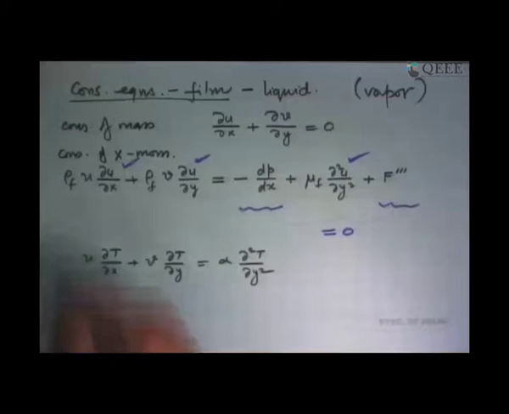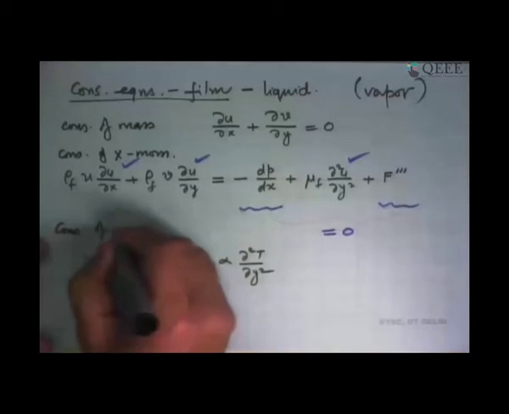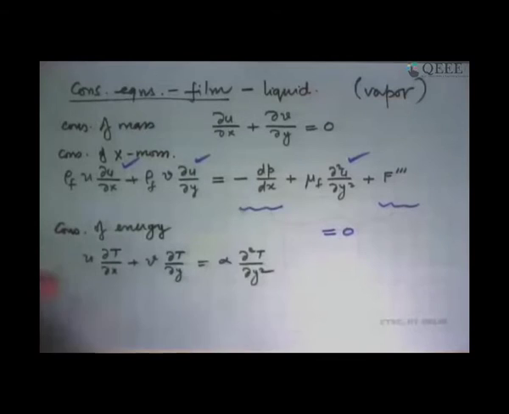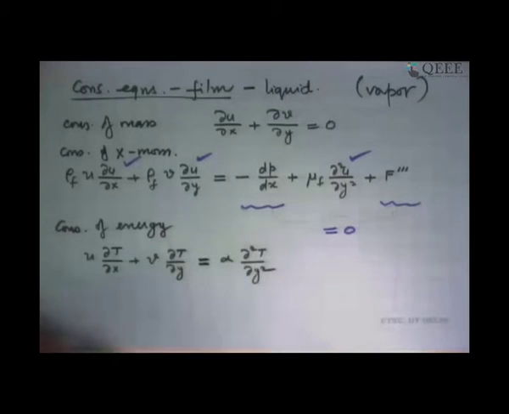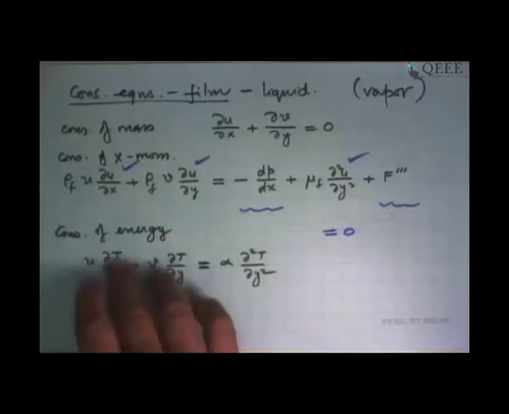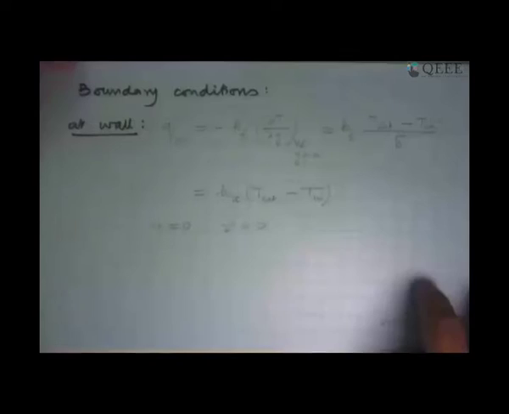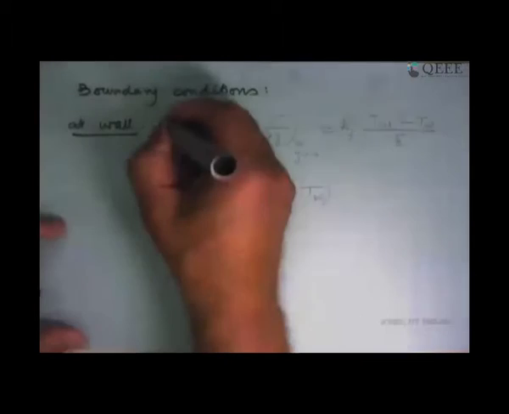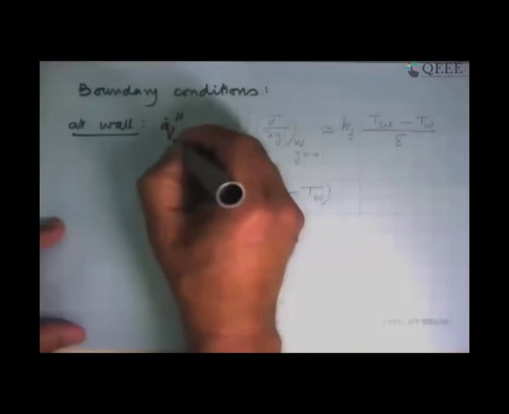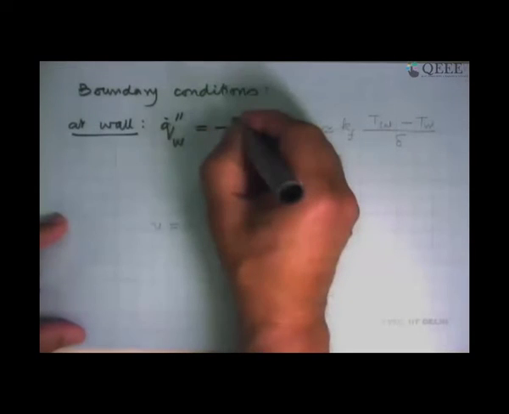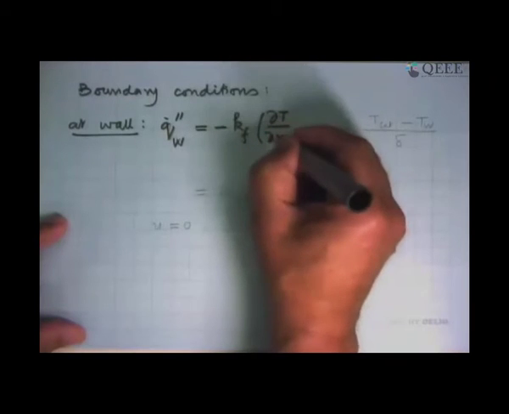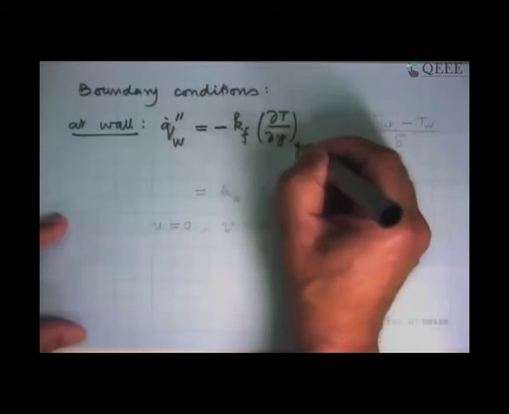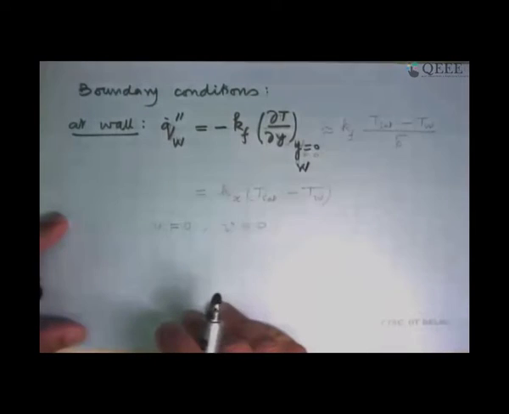And then we have the first law of thermodynamics applied here, conservation of energy. u dT/dx plus v dT/dy is equal to alpha d²T/dy². And then we ask, what are the boundary conditions that are applicable to these equations? And we say that at the wall, q dot double prime at the wall is equal to, in the fluid, minus kf into the temperature gradient normal to the surface, dT/dy evaluated at the wall, or we can write y equal to 0, or we can write at the wall itself.